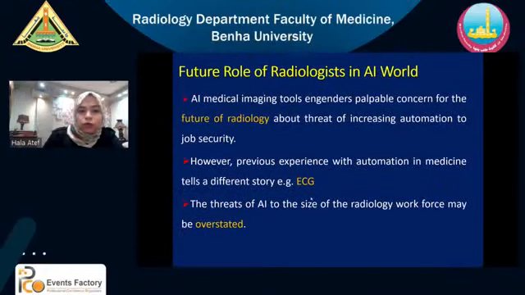What is the future role of radiologists in the AI world? AI medical imaging tools engender palpable concern for the future of radiology about threats of increasing automation to job security. However, previous experience with automation in medicine tells us a different story, such as what happened with automated ECG machines, which gave us multiple false results. The threats of AI to the size of the radiology workforce may be overstated.